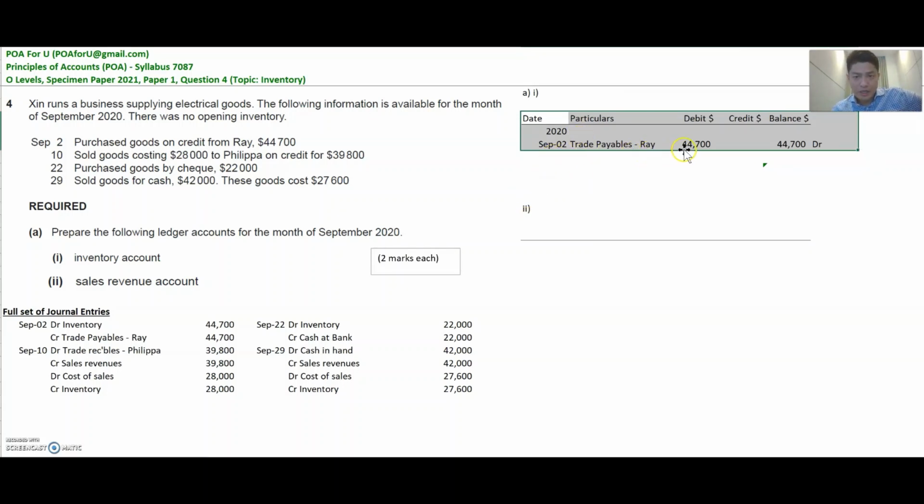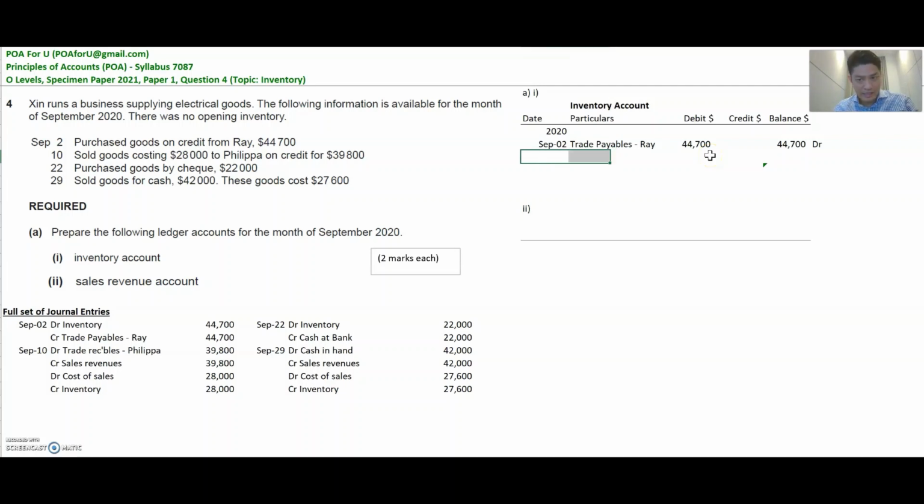I've put here debit, should be the inventory account. Debit to the inventory account, because it's a debit inventory account. So the ledger will reflect the number on the debit side, and the particulars, I would reflect the credit side in the particulars of the inventory account. And that's how journals translate to ledger.